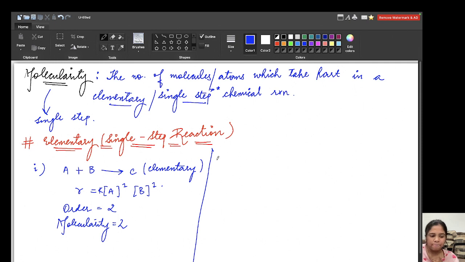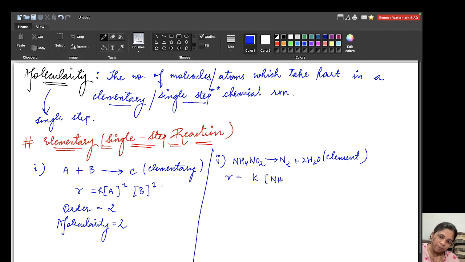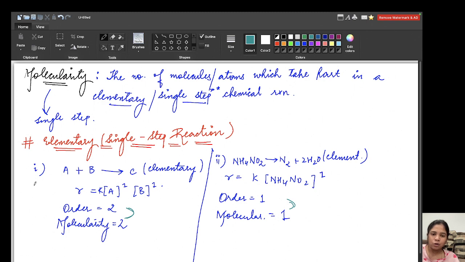Second example. If I tell you NH4NO2 is giving me N2 plus 2 H2O, and they are already mentioning to you that it is an elementary reaction, and by experiment rate equals K NH4NO2 raised to the power 1. What is the order of the reaction? 1. What is the molecularity of the reaction? 1, right? So in both these cases your order as well as molecularity will be equal to 2 or 1, like same, order and molecularity are same.